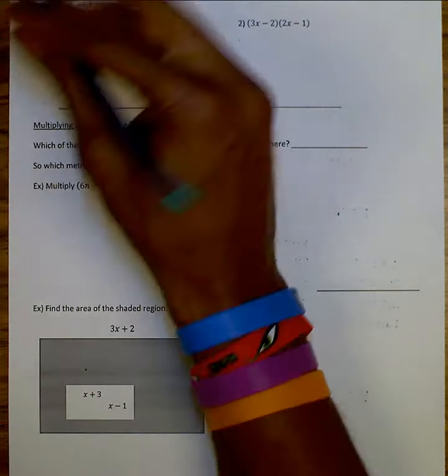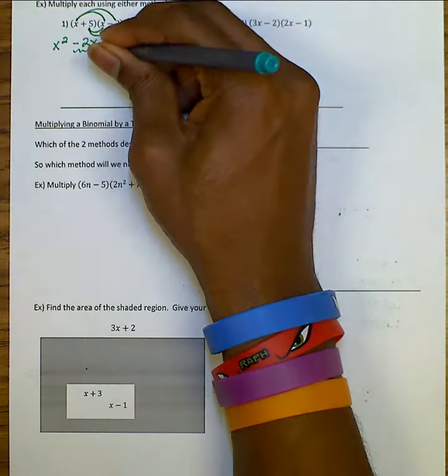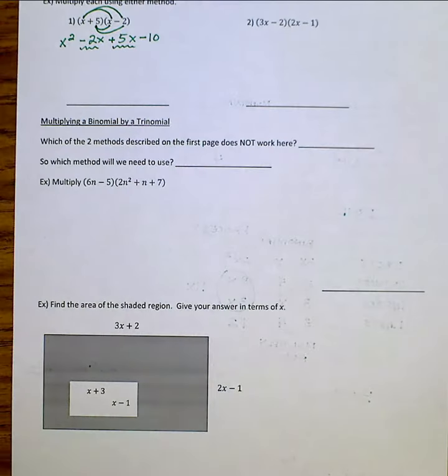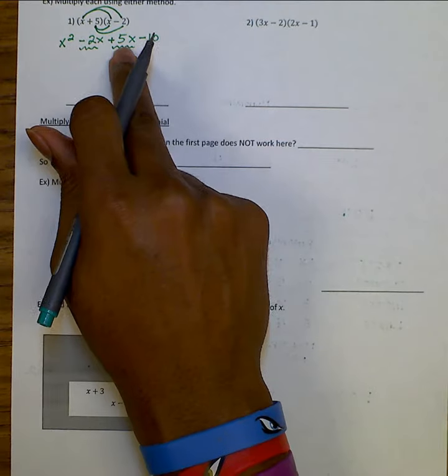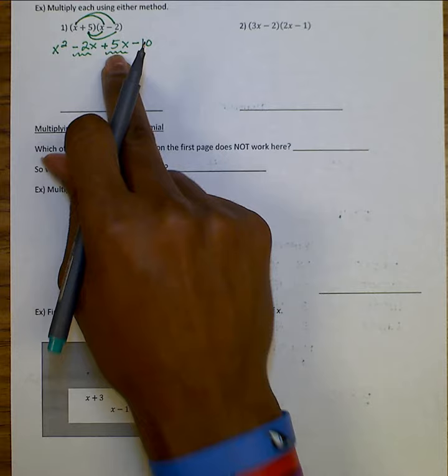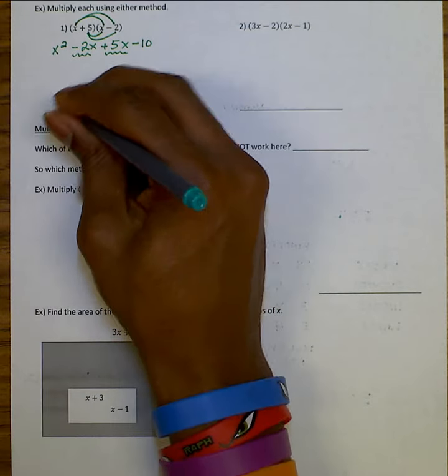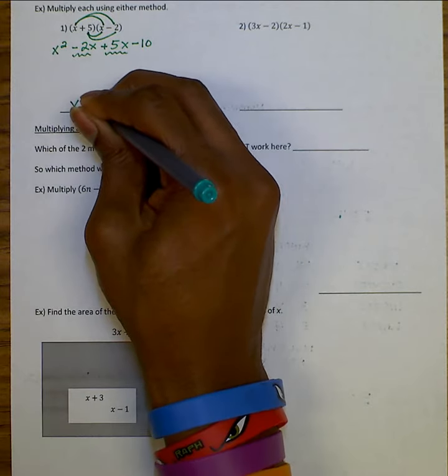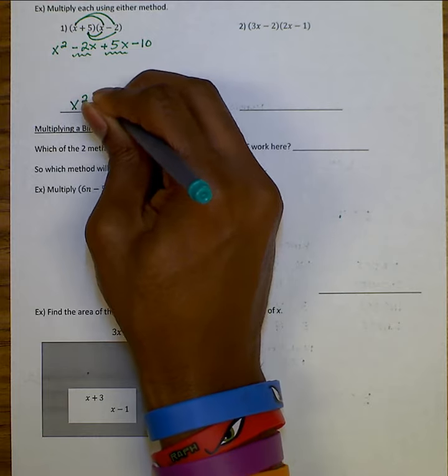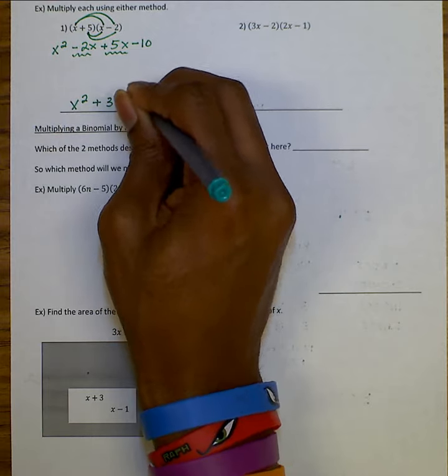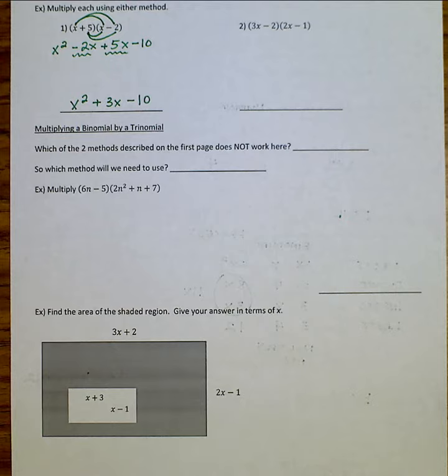I'll find my like terms. Again, they're here. And so I'll put those together. Negative 2x, positive 5x. That gives us 3x. So we have x squared plus 3x minus 10. Now whether you did this by the FOIL method or the box method, you should get this answer.